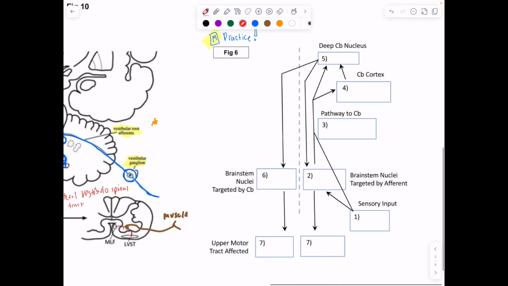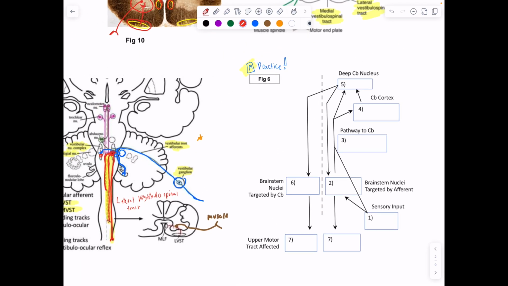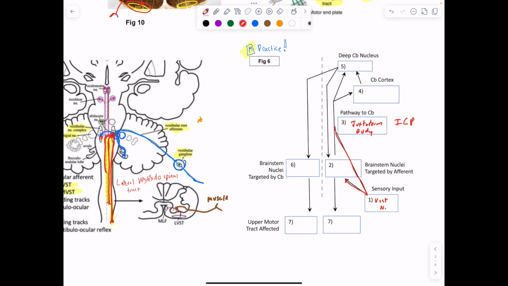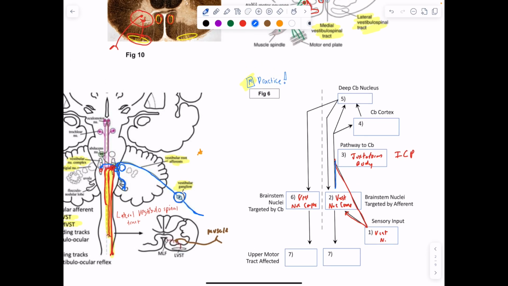All right, so here's just a little bit of practice, since we like to practice. So we have the vestibular nerve. Then we know that can go directly into the juxtarestiform body, which we know is part of the ICP. And then this vestibular nerve can also go to the vestibular nuclear complex. And we know that's the same thing here, vestibular nuclear complex. Okay, and then from there, we can project outwards. This is the juxtarestiform body that I'm highlighting right here.